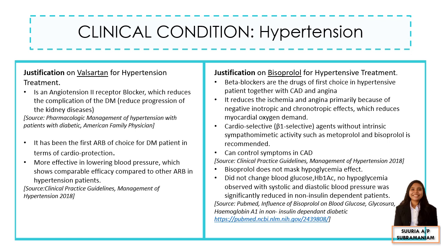Valsartan is known as angiotensin II receptor blocker, which reduces the complication of diabetes mellitus and reduces the progress of the kidney disease. It is also known as first ARB choice for diabetes mellitus patient in terms of cardioprotection.